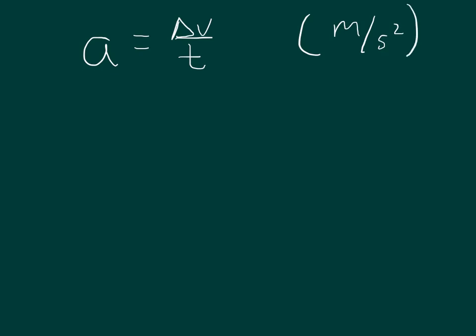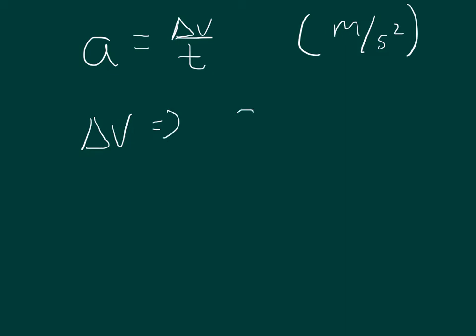So now let's start with our acceleration formula, which says acceleration is change in velocity over time. Make sure you remember that the units for acceleration are that. So let's start with just getting delta v by itself. So take a second to see if you can figure it out.